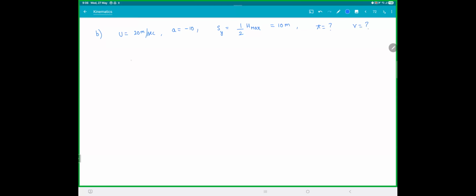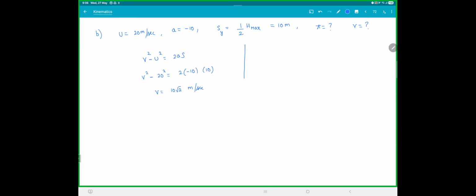Great. I can use the formula v is equal to u plus at. I don't know time, so I'll use v square minus u square is equal to 2as. V square minus 20 square is equal to 2 times minus 10 times 10. So v is equal to 10 root 2 meters per second. That is your speed, everyone.